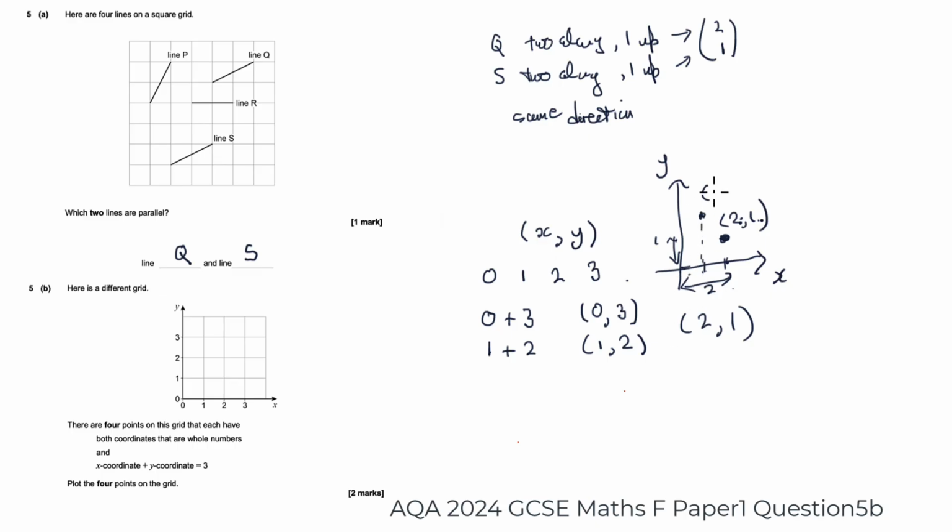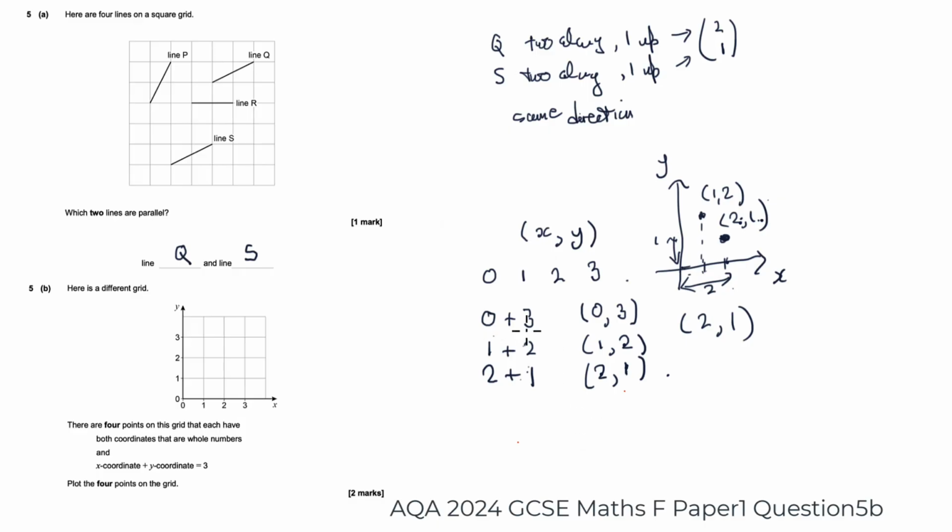That's a completely different point. So we could add in a different order. We get the same answer 3, but we get different points. X-coordinate here is 1, x-coordinate here is 2, y-coordinate here is 2, y-coordinate here is 1. But both coordinates add up to 3. And can you see one other one?